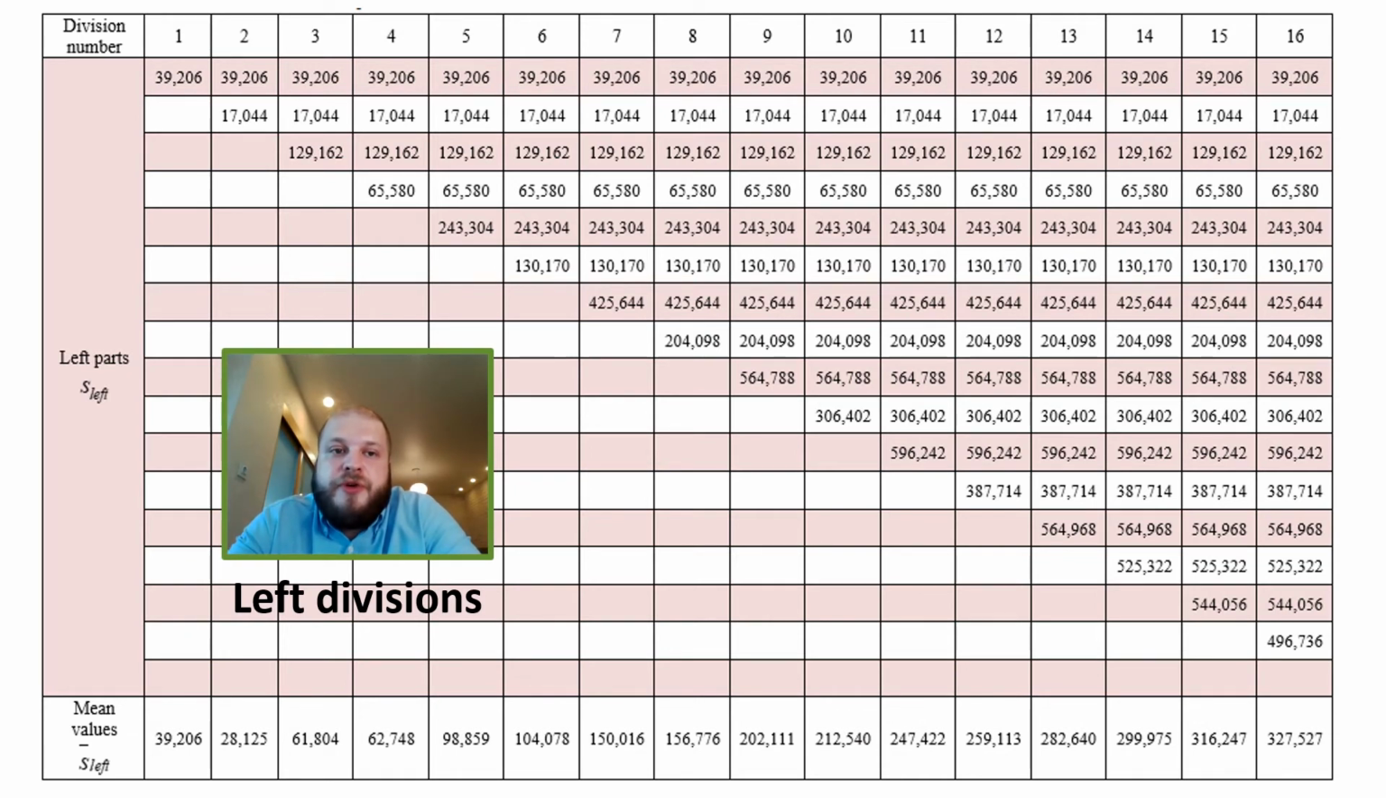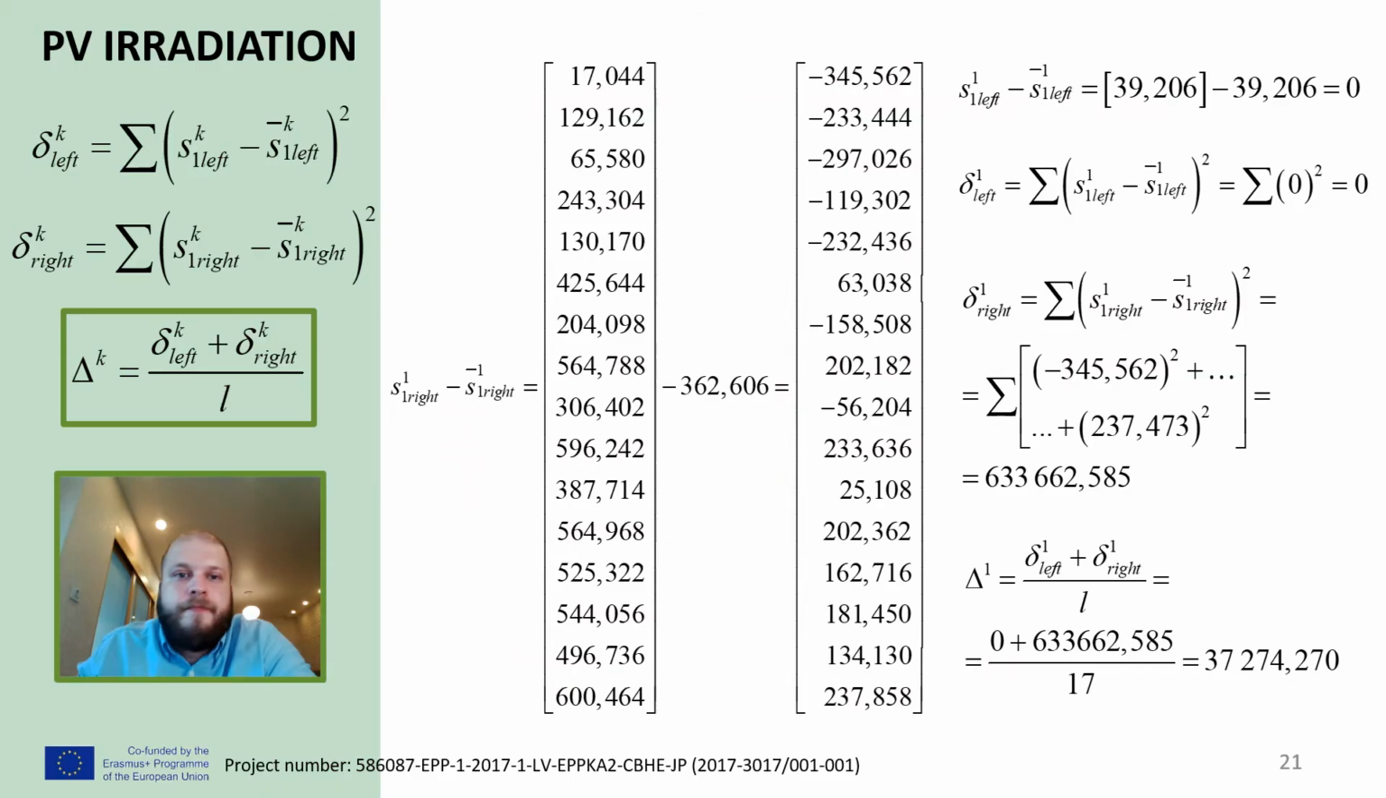So the same procedure is carried out for the left parts, and again for the left parts we calculate the mean value. The first one is quite understandable. We have just one entry. For this reason, the mean value equals this entry as well. Okay, so for all left divisions, we calculate deviation from the mean value of the subset. It's like for S1 left, minus the mean of S1 left. Moreover, we get the sum of squares of this deviation for right and left parts using these formulas.